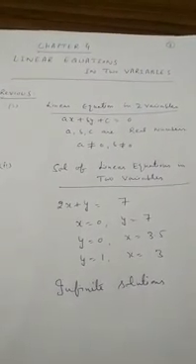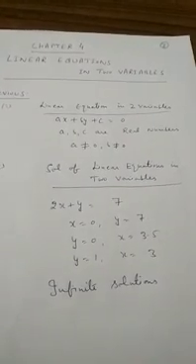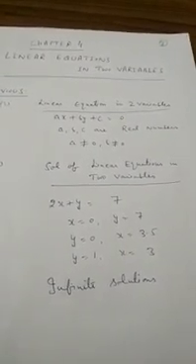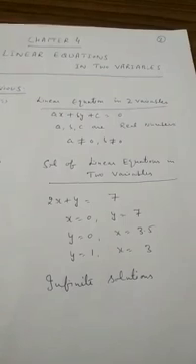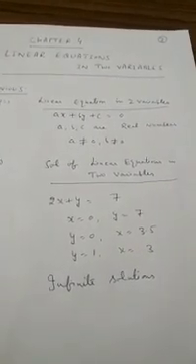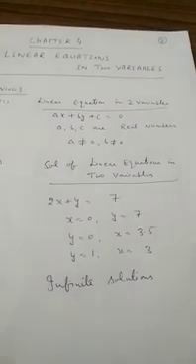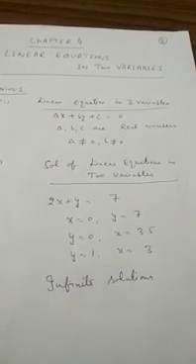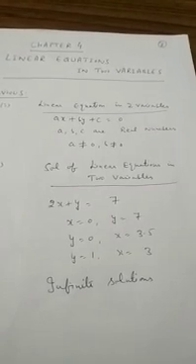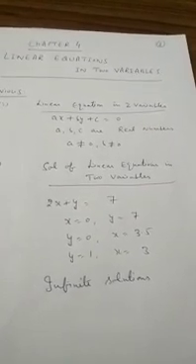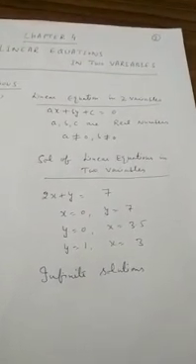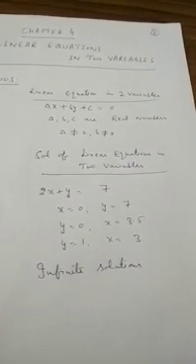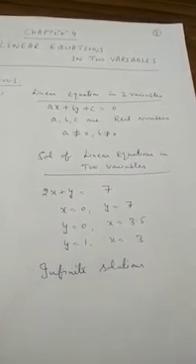Hello students, in my previous video we have studied linear equations in two variables. An equation of the form ax plus by plus c is equal to 0, where a, b and c are real numbers, a is the coefficient of x not equal to 0 and b is the coefficient of y not equal to 0, is a linear equation in two variables. And we have also discussed how to find the solution of linear equations in two variables.